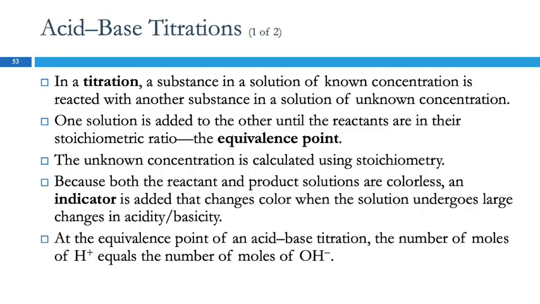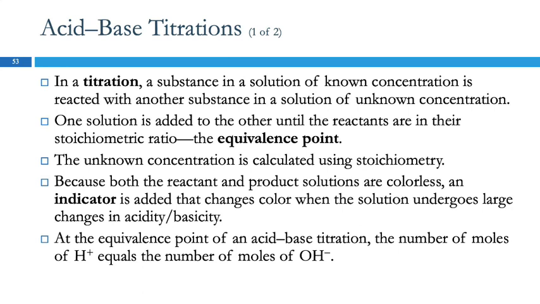Which brings us to titration. Titration is an experimental technique where we take a solution that we know the concentration of, and we react it with a solution that we don't know the concentration of, and using stoichiometry we can calculate the concentration of the unknown solution. And we'll be doing this at least 3 times in lab. So you add the one solution to the other until the reactants are in just the right ratio. It's called the stoichiometric ratio, and that's called the equivalence point.